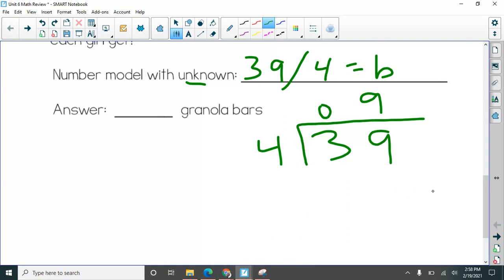Okay, now multiply. 9 times 4 is 36. Subtract, check. Nothing to bring down. This is the remainder. 9 remainder 3. All right, so we got some thinking to do here.